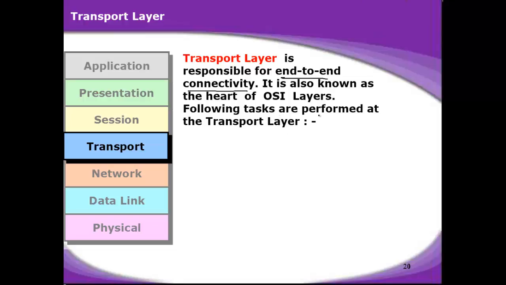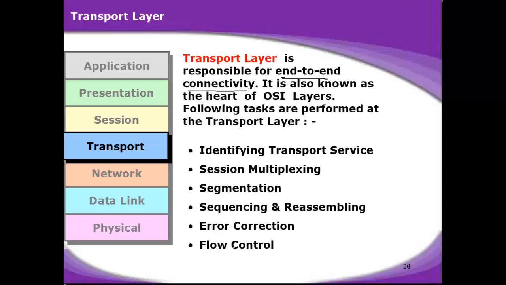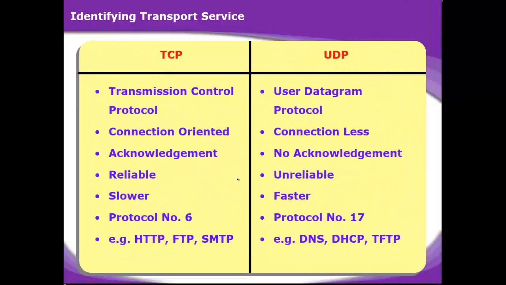So these are the following tasks performed at the transport layer: identifying transport service, session multiplexing, segmentation, sequencing and reassembling, error correction, and flow control. We are going to discuss them one by one. Identifying transport service: the transport layer basically has two transport mechanisms, or two delivery methods. These two are TCP and UDP. TCP stands for Transmission Control Protocol and UDP stands for User Datagram Protocol.